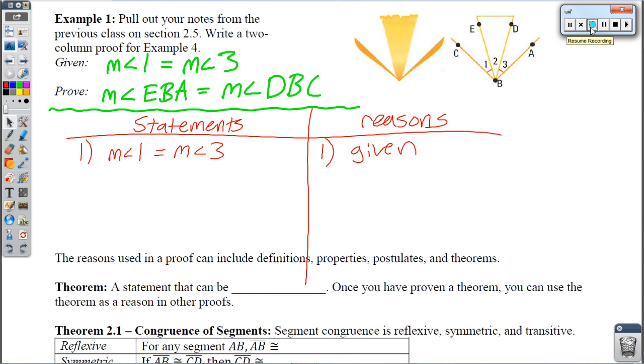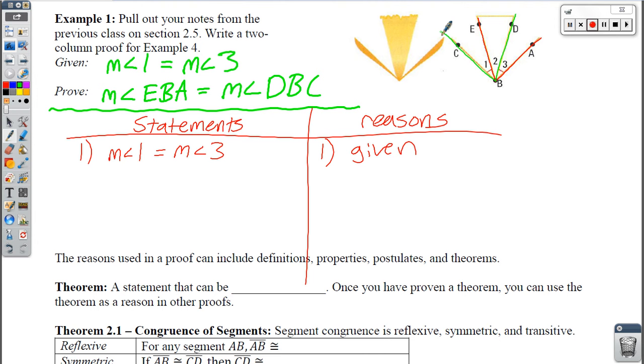In example 1, we're looking to prove that the measure of angle EBA, that's going to be this angle here, is congruent to the measure of angle DBC. That's going to be this angle in green. So we're trying to prove that those two, the red angle and the green angle, are the same, that they are equal to each other. So we start off with what we were given.